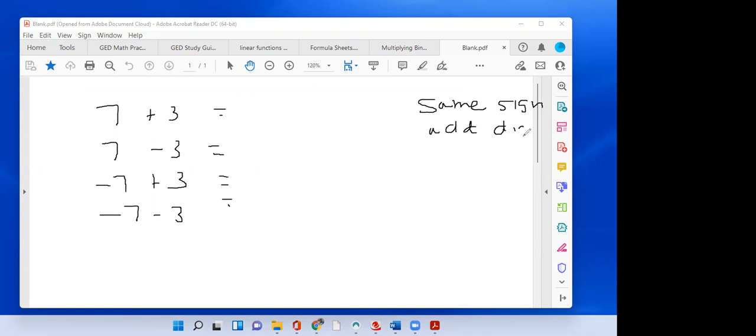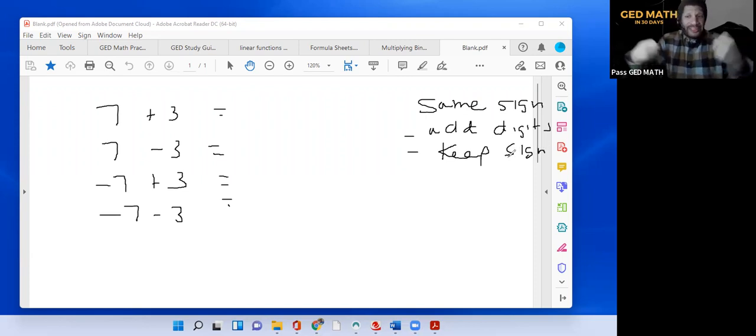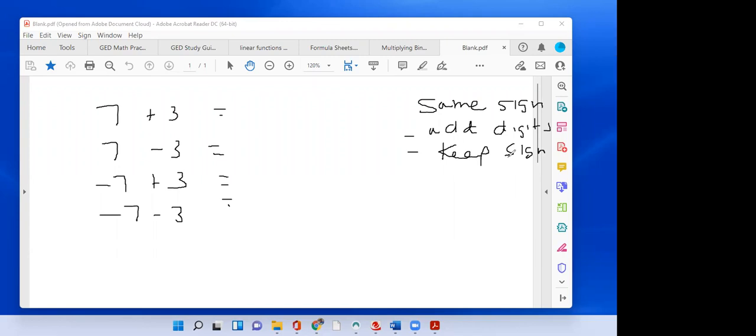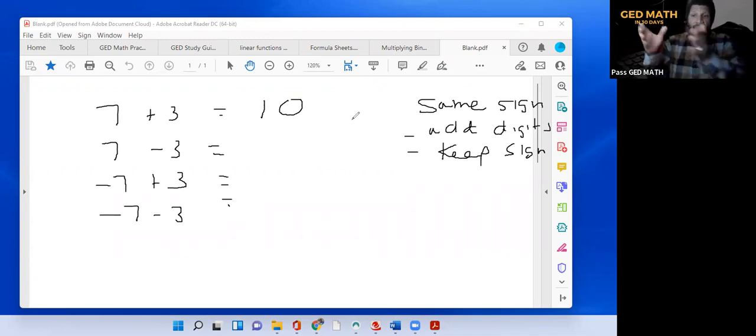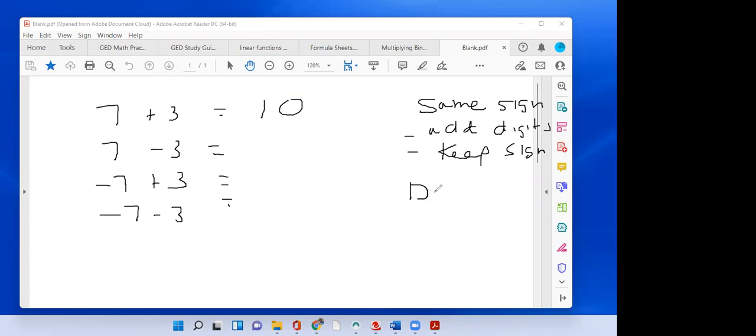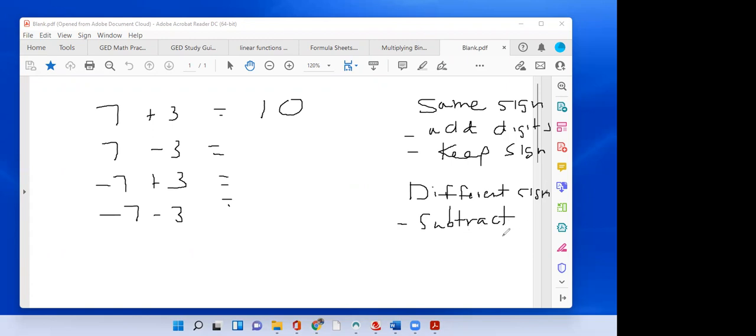Here, there are different rules. Same sign, add the digits and keep the sign. Remember, we're not taking the signs into account at first. All we're looking at is whether they're the same. So do the 7 and 3 have the same sign? Yes. So we add them. What's 7 plus 3? 10. That's easy, right? Now 7 minus 3. Do they have the same sign? No. If they have different signs, you subtract the two values, usually the largest minus the smallest. It doesn't matter. Subtract the values, and then take the sign of the largest digit.